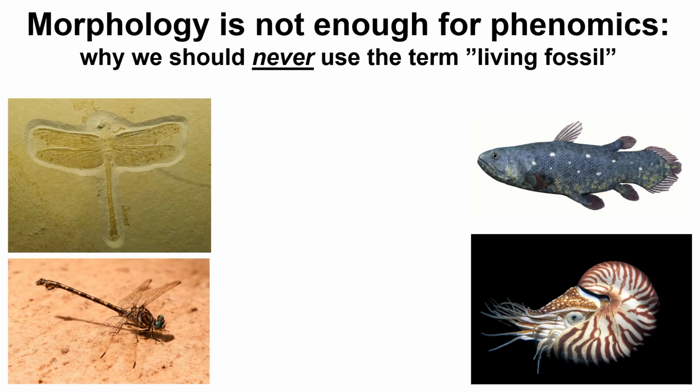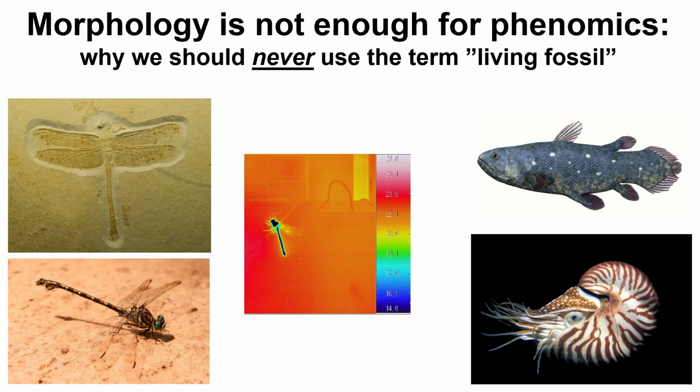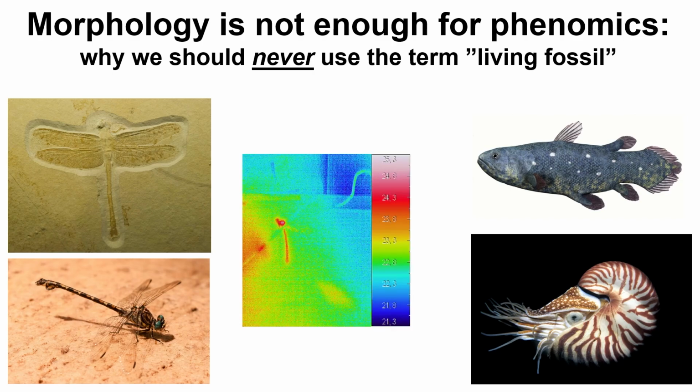Another aspect to keep in mind is that many traits, particularly physiological traits, but also morphological traits, are plastic and change with environment. Here is a thermal image of a damselfly we worked on at one temperature, and then the same individual as the temperature heats up and it gets warmer. So plasticity is also important, whether for morphology or other traits.